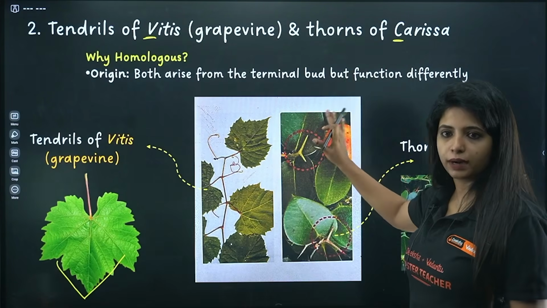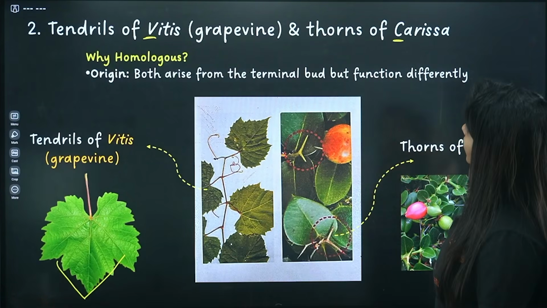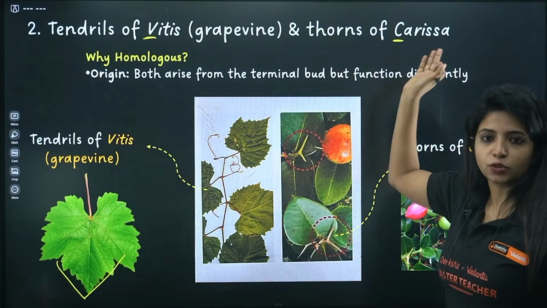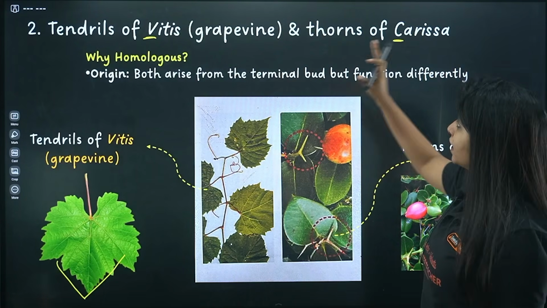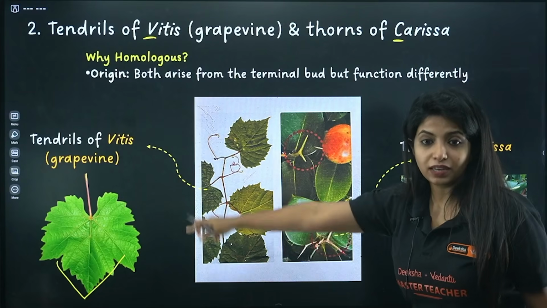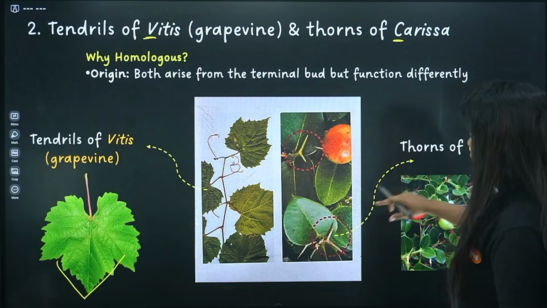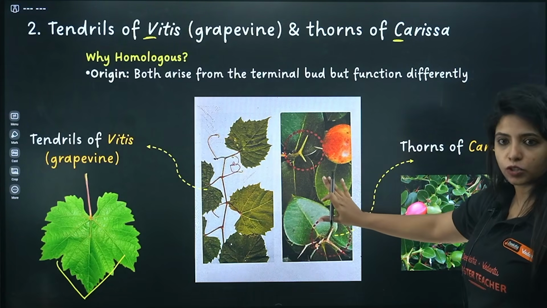Both of them from axillary bud. Then you have Vitis, grapevine, and also you have Carissa, VC, that is vice chancellor. And over here, tendril is there, thorn is over here. The leaf looks like this. A V is there at the end. You can assume like that. It's a soft leaf over here in this particular case.